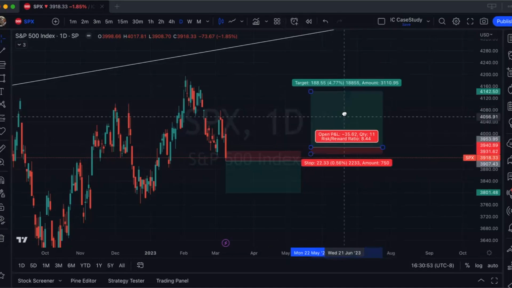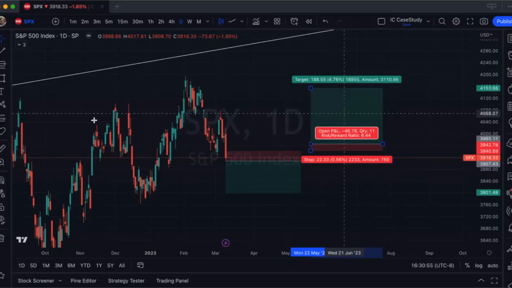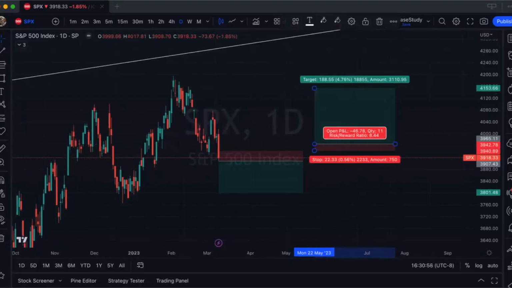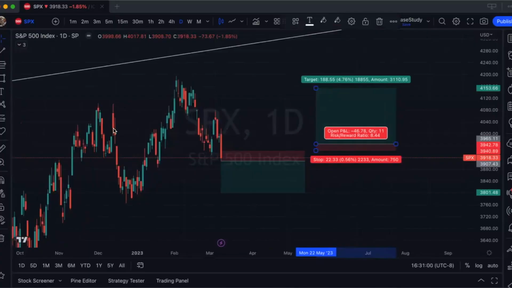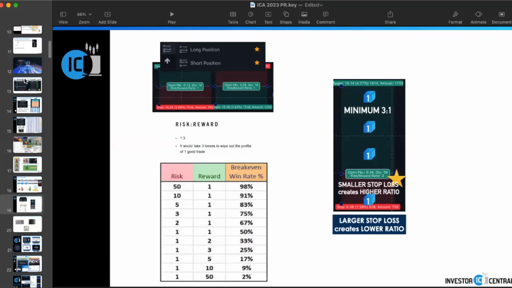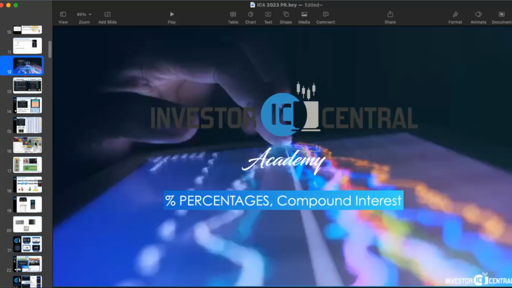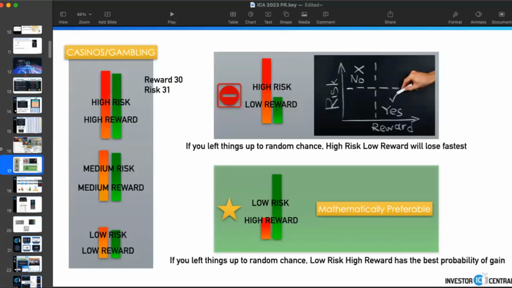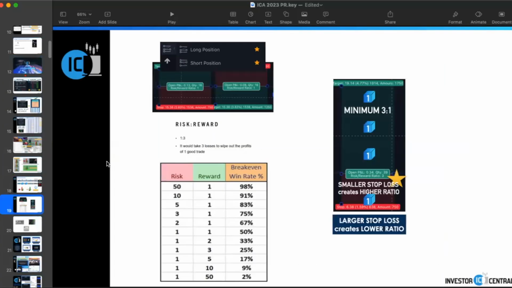But keep in mind, there's still many more things we're going to talk about. This is still just the beginning. All I wanted to do with this specific lesson was to make sure that we went over our percentages, our compound interest, and of course here a little bit of our risk to reward ratio.